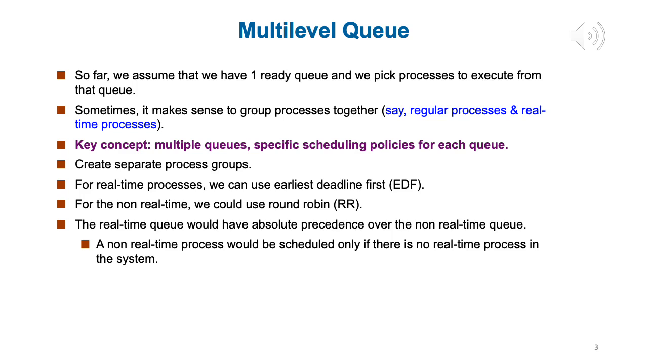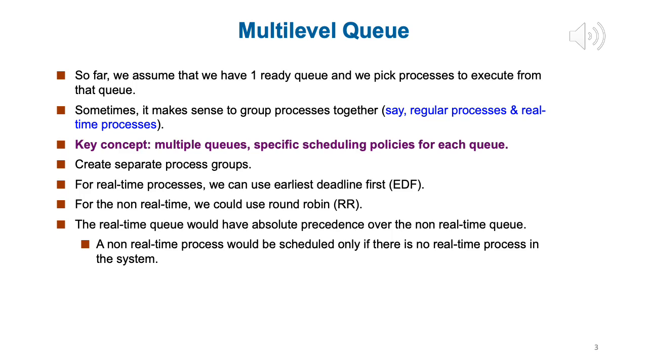So this is multi-level. We have multiple queues. Generally, in each queue we have a specific type of jobs, and the flexibility is that for each queue we can employ a different algorithm. So note that this is better than having one queue, putting all the regular and real-time processes together in that queue, and using a single scheduling algorithm.